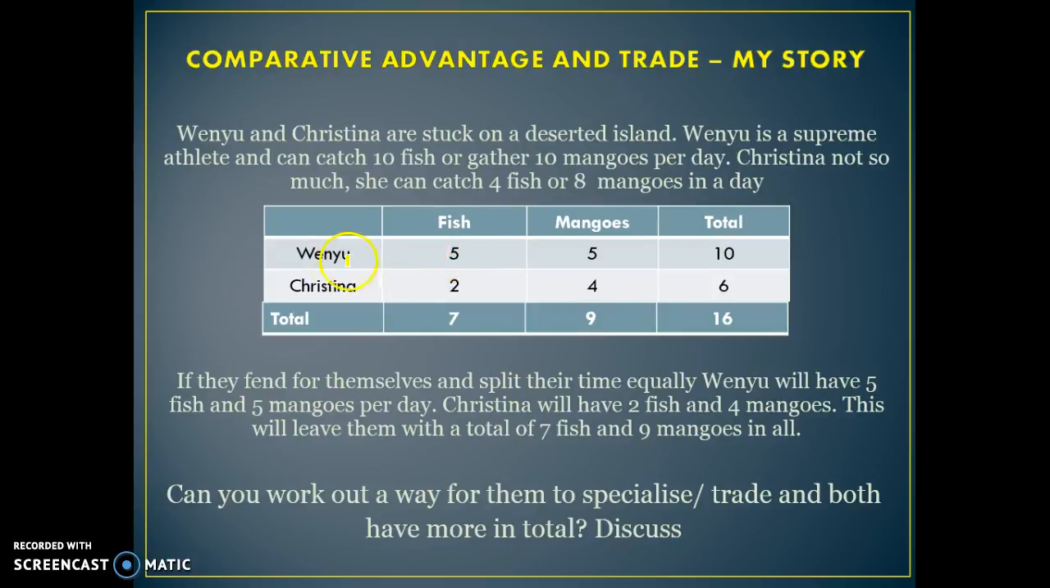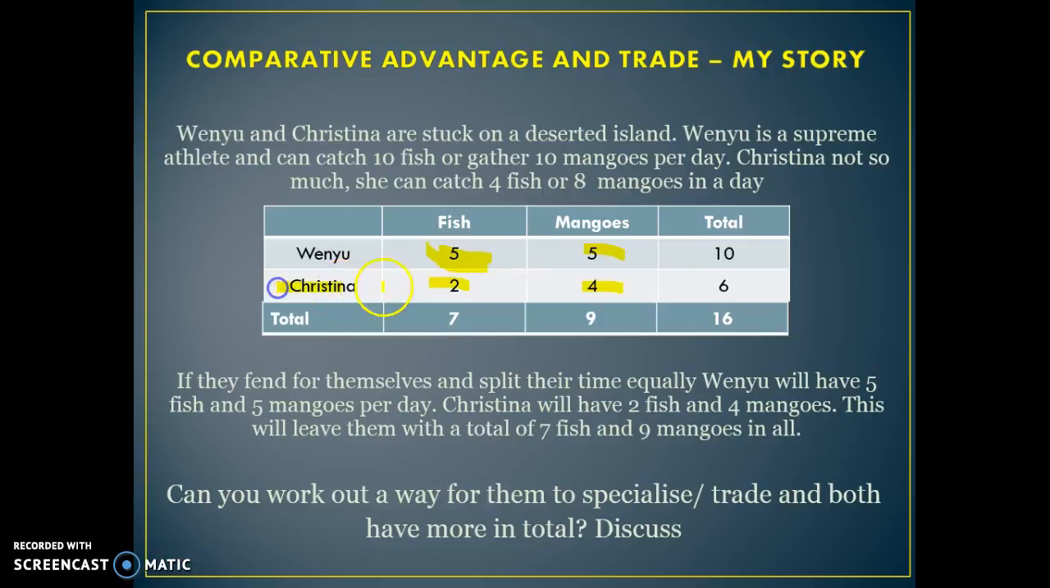So in this case here, you've got Wenyu and Christina. If they split their time evenly, Wenyu can pick 5 of each, whereas Christina can only pick 2 and 4. In this case here, Wenyu has absolute advantage in both products. She's better at both things, but that doesn't mean that she should be the one picking both things. They can still benefit from trading. So again, you need to work out the opportunity cost to work out who should be specialising in what area. So for Wenyu, again, it's easy. The opportunity cost is 1, but for each thing.